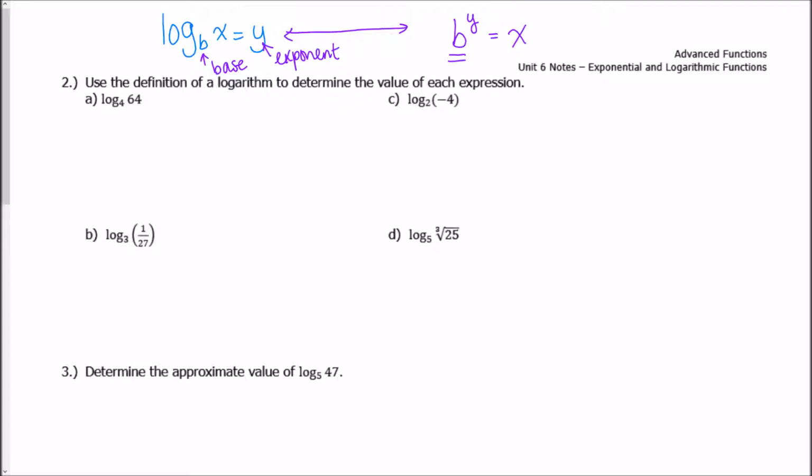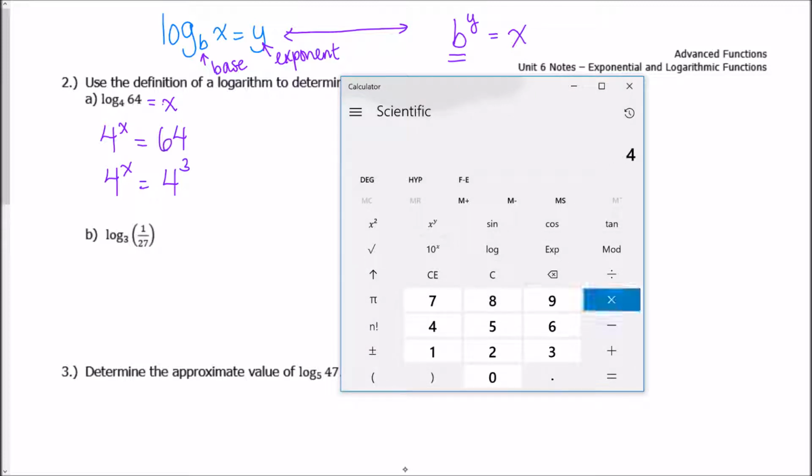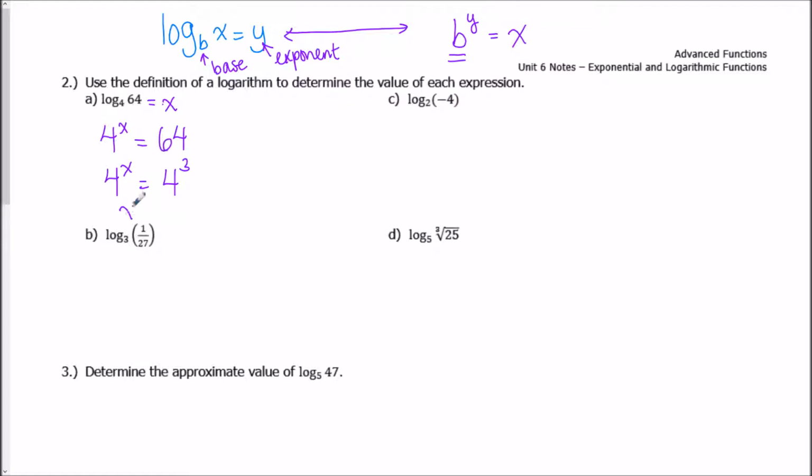Okay, so right here, I'm going to set this equal to x. And so what this is going to say is 4 to the power of x is equal to 64. Well, I know that 64 is equal to 4 to the power of 3, and I know that because if I were to multiply 4 by itself 3 times, I get 64. So therefore, I can say x equals 3.